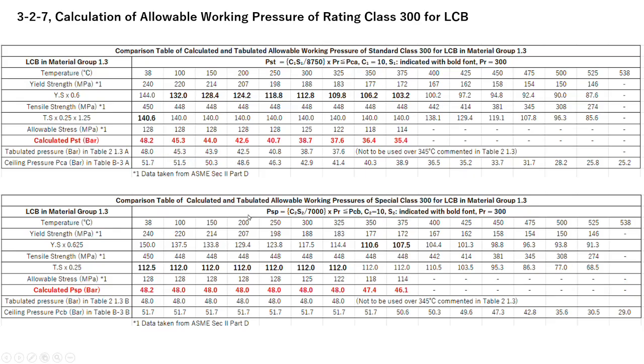So also the working pressure for special class 300 for LCB. This is also a calculated number, the same as the tabulated pressure. So the temperature limit is 345 degrees Celsius, even though these are special class, the temperature limit for LCB casting.